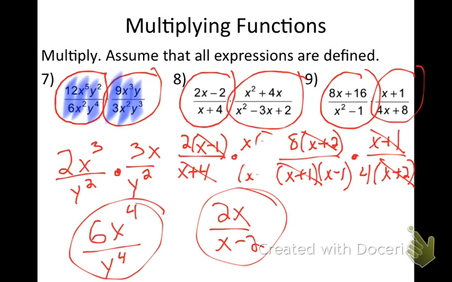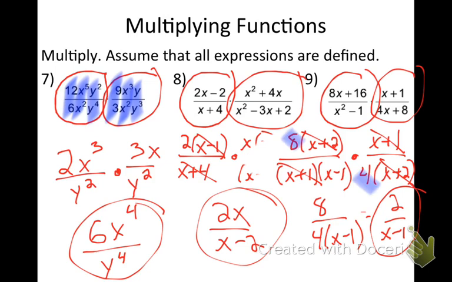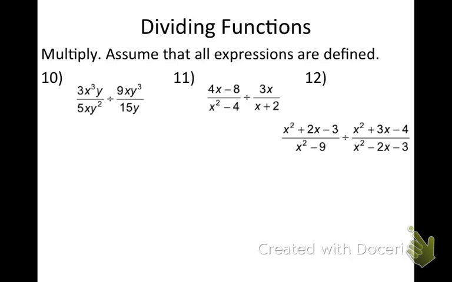Now, I'm going to write this down. I can actually do one more thing, because I actually get 8 over 4 parentheses x minus 1. What else can I do? Simplify that. So what do I really get? 2 over x minus 1. And that's my answer, because the 8 and the 4, I could divide that out. All right? Try 10 and 11 for sure.